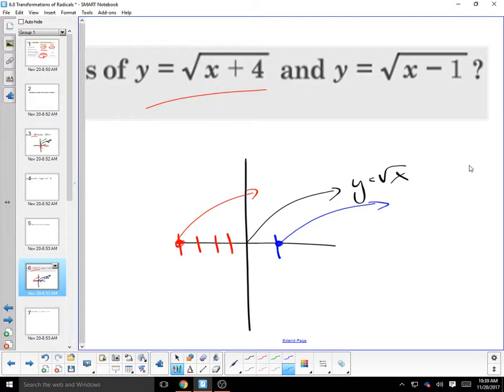Any questions on this slide? Show me those thumbs then. Thank you. On the right side of the room, how about the left side? Processing, processing.